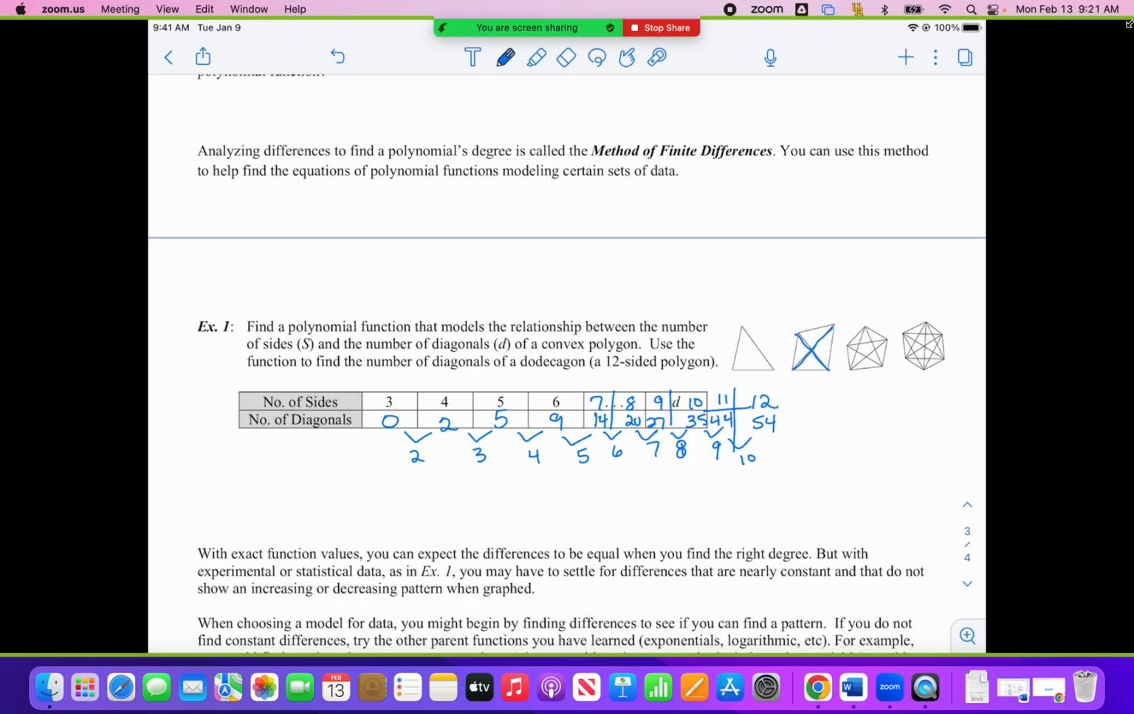So what I want you to see is this is what we call the first difference. They're not the same. But watch this. If I take the difference of those differences, do you see that they are all, in fact, 1? So I should be able to come up with a quadratic function. And I'm going to show you how we do that.